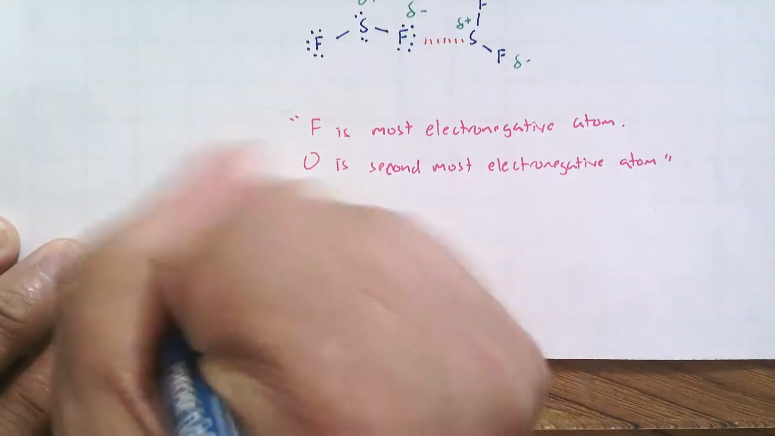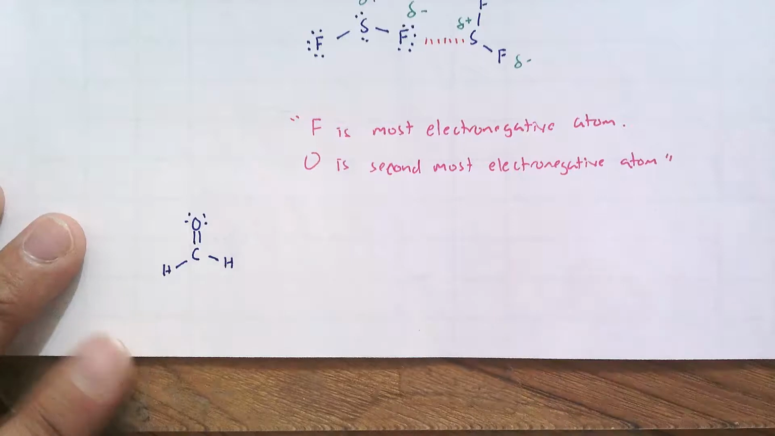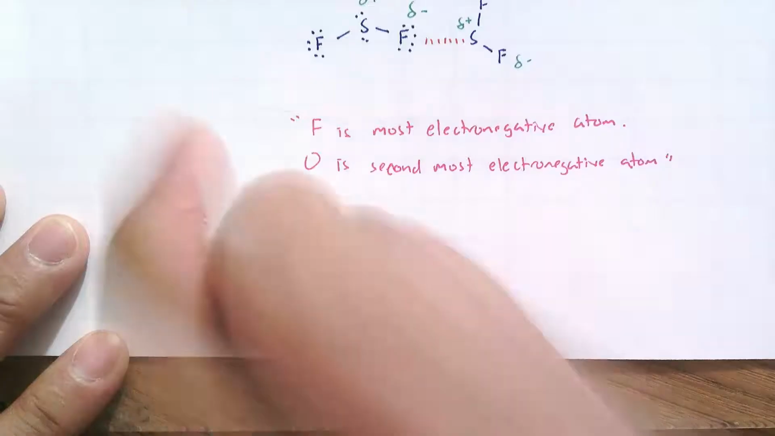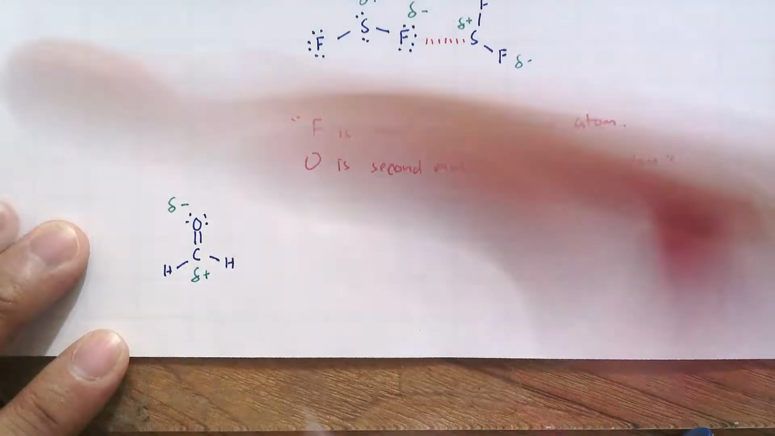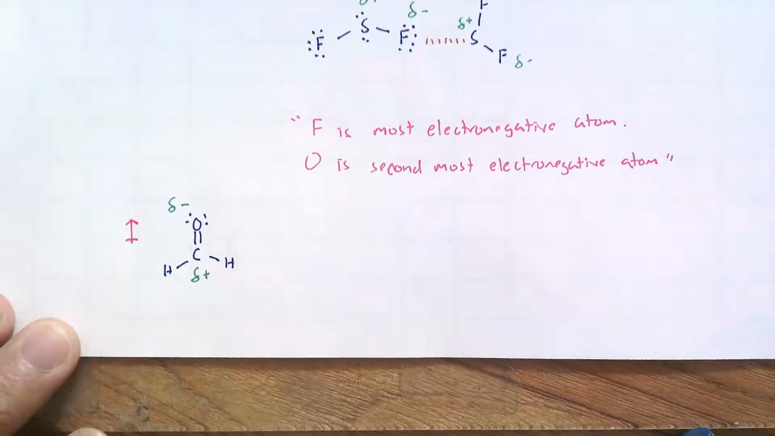Another example is, let's take a carbon-oxygen double bond, and I'll fill in the lone pairs in this case. Oxygen is very electronegative. We'll make that partial negative, which renders the carbon partial positive. Again, another way you could show this is that you have a bond dipole like this.